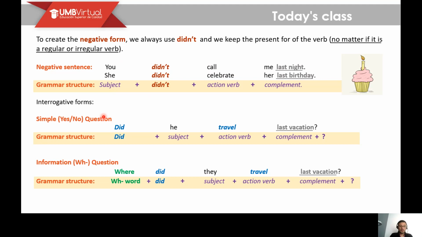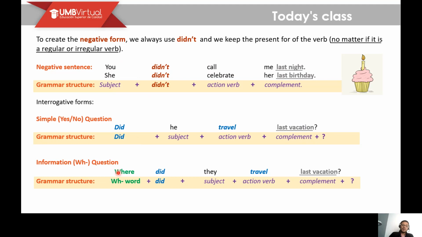If you have interrogative form, you are going to move the auxiliary. The auxiliary in this case is did or didn't because you can ask questions in negative. Yes. Didn't he travel last vacation? Or did he travel last vacation? That could be. So we move the auxiliary to the beginning and the rest continues the same.